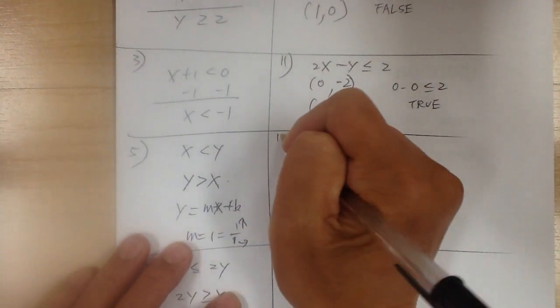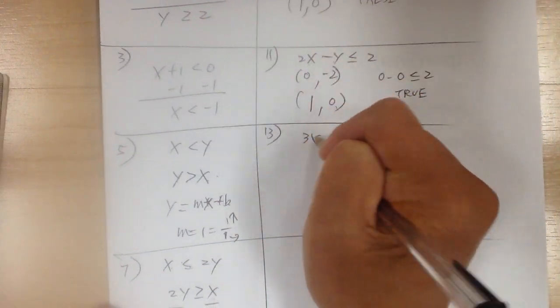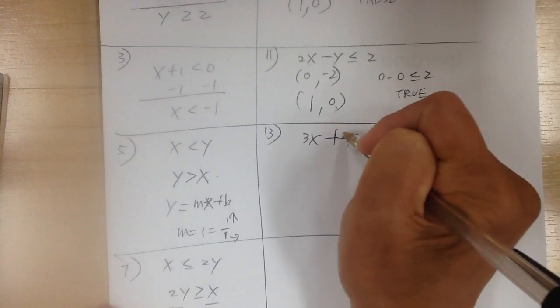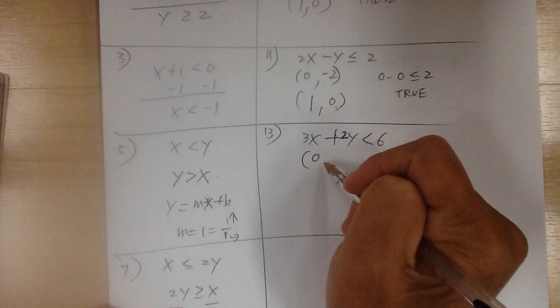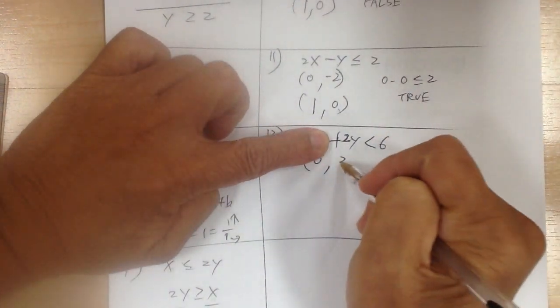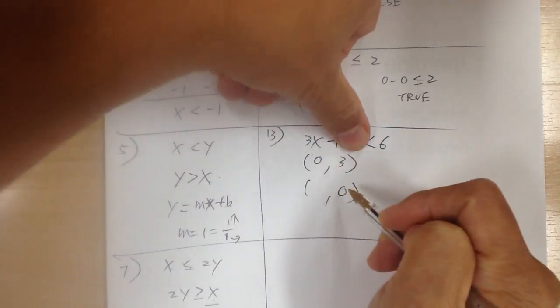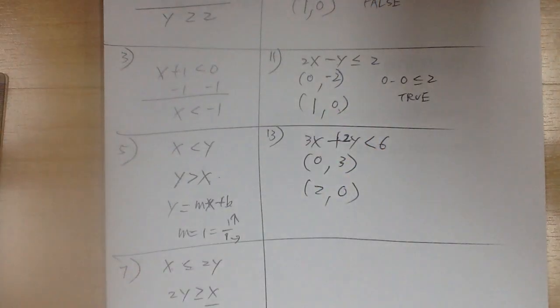Okay, let's go to number 13. Okay, you got 3x plus 2y is less than 6. So again, let's go and use the intercept method. So if x equals 0, then y will equal 3, right? 2 times 3 gives you 6. And if y equals 0, then x would be 2, right? 3 times 2 gives you 6. So that's the intercept method.